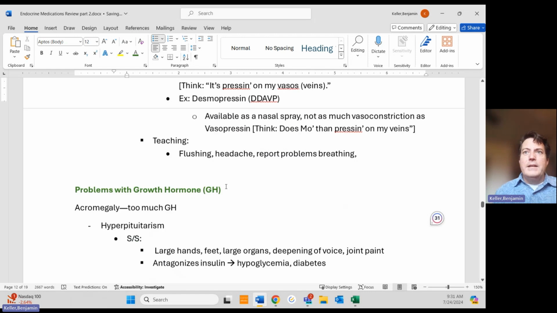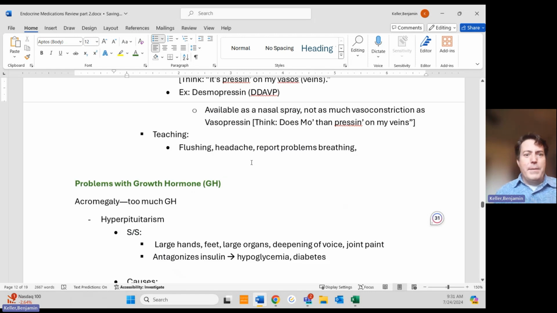Teaching there: flushing, headache. They may have problems breathing because we're trying to allow more fluid to stay in their body. So if we allow too much fluid to stay in their body too quickly, it might go to their lungs and that could cause problems.